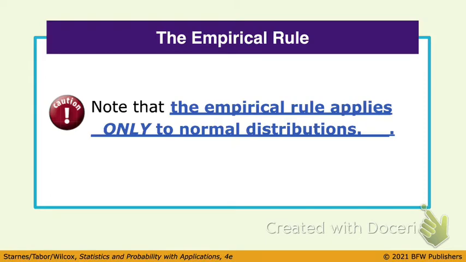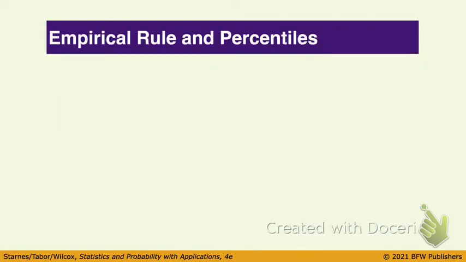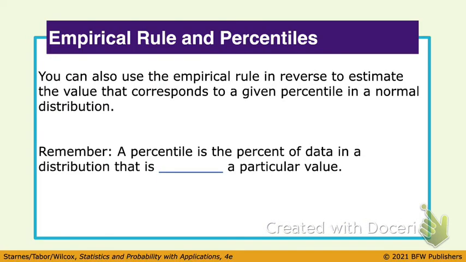All right, now we're going to do something a little different. We're going to go backwards now. We're going to look at how the empirical rule and percentiles go together. You can use the empirical rule in reverse to estimate a value that corresponds to a certain percentile.